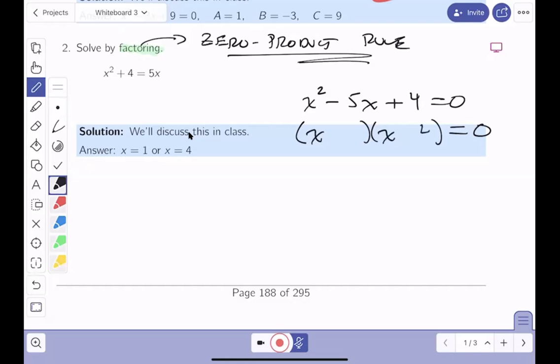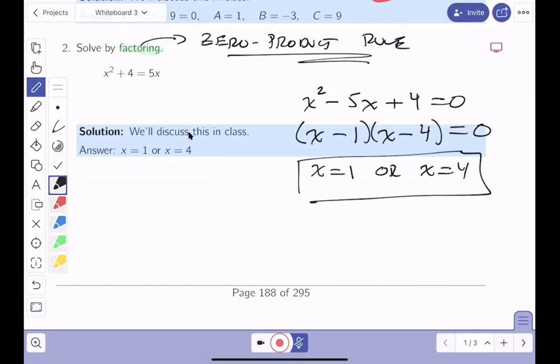I guess you get 4 and 1, minus, minus. Well, that gives you x squared, minus 4 minus 1 is minus 5x. That's pretty good, plus 4. What's the answer over here? x equals 1. That's where the first factor becomes 0, or the second factor becomes 0 when x is 4.